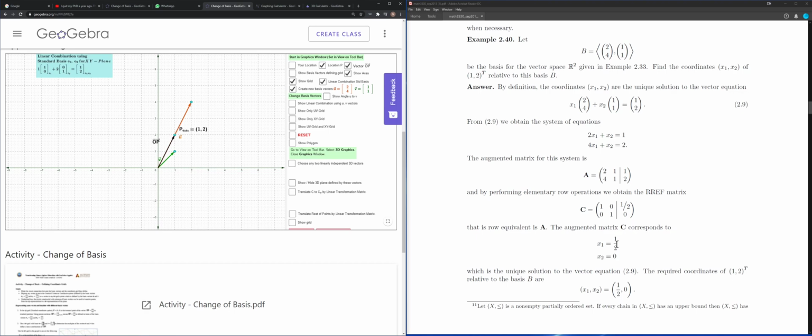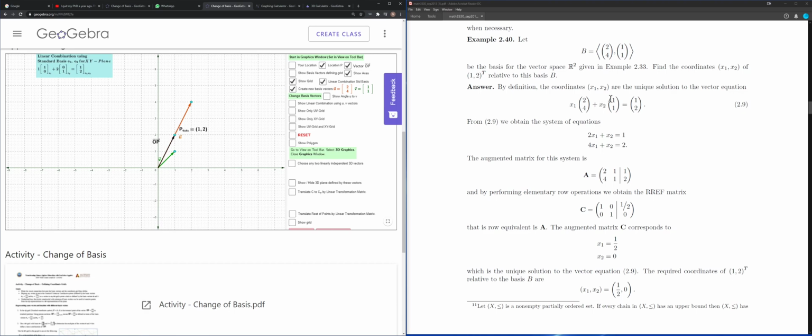So you get that x1 is a half. Reading in what this RREF tells you, you form the associated system, and the first row of this RREF tells you that x1 is a half. The second row tells you that x2 is equal to 0. So you get x1 is a half, x2 is equal to 0, and your coordinates would be a half over here and 0 over here.